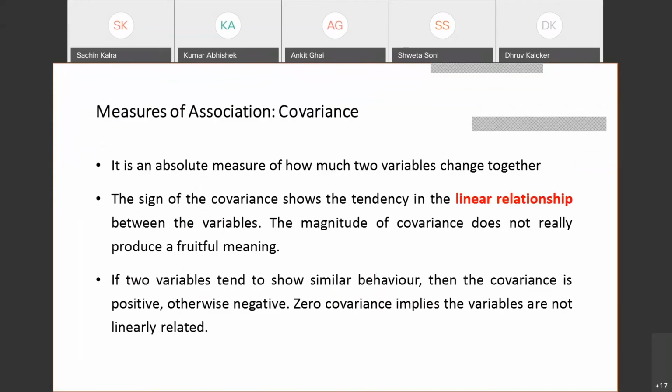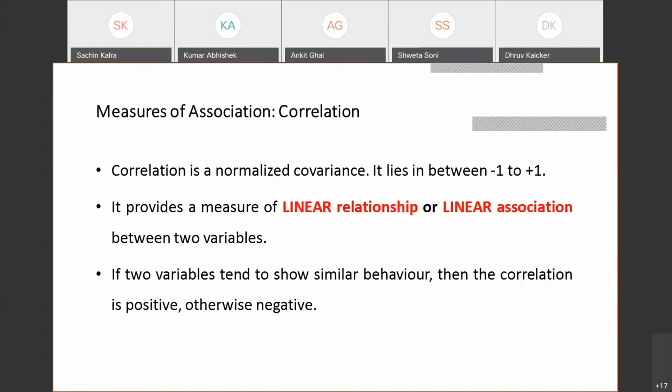So again, no need to go through this slide. It's again the linear relationship, just like correlation. The magnitude of covariance does not really produce a fruitful meaning. We need a relative measure. And correlation provides a measure of linear relationship or linear association between two variables, and it lies from -1 to 1, whereas covariance lies from minus infinity to infinity.